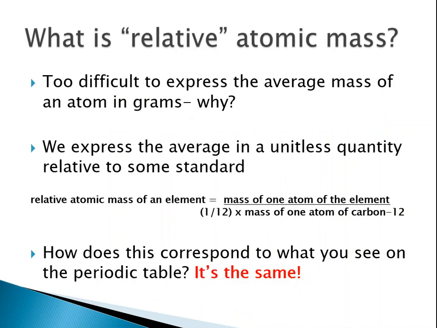All right, so what do we mean when we say relative atomic mass? Anything that is a relative quantity is just a quantity that's based on some standard. So all of the relative atomic masses we see are based on the AMU, or the atomic mass unit. And all those atomic mass units are based on one atom of carbon-12.